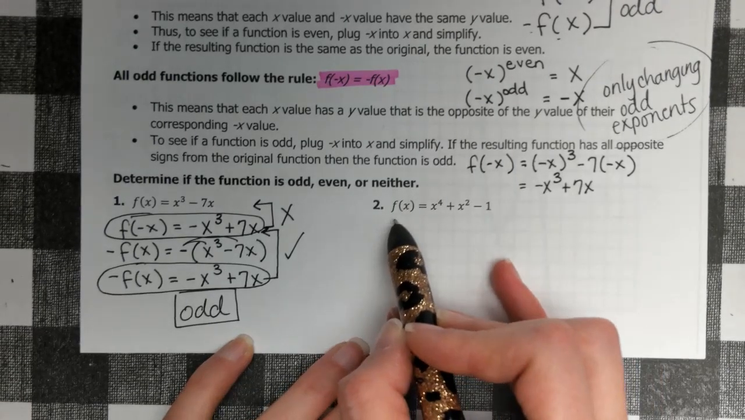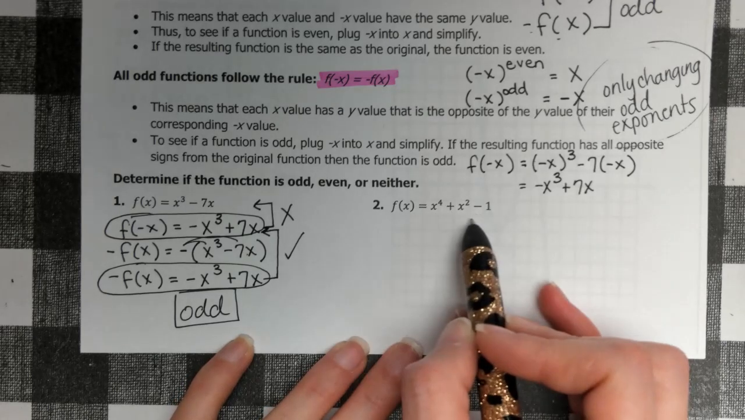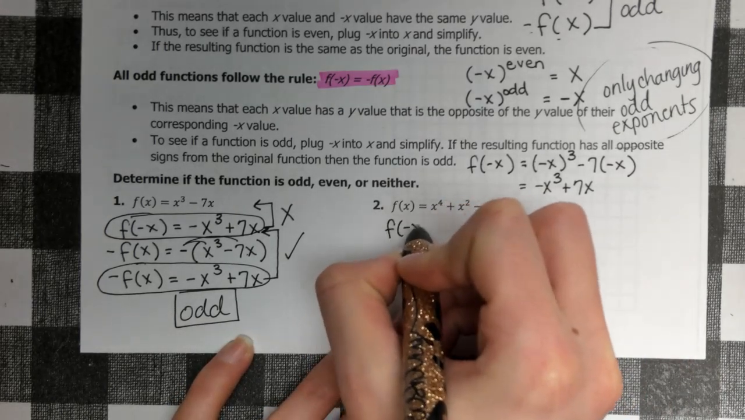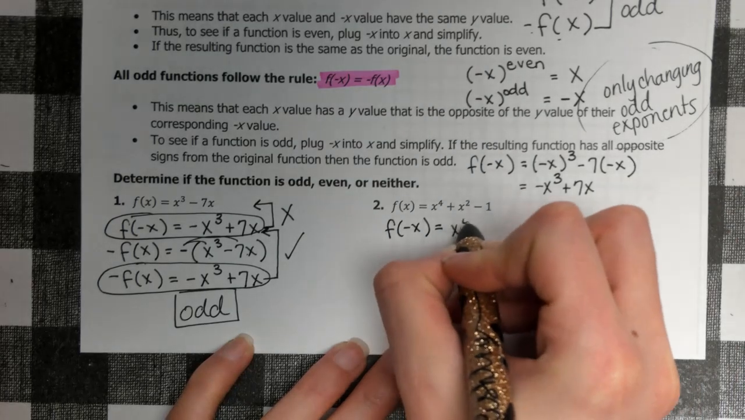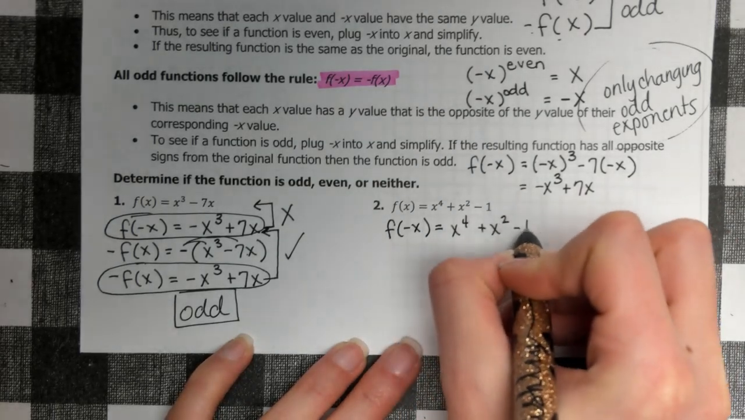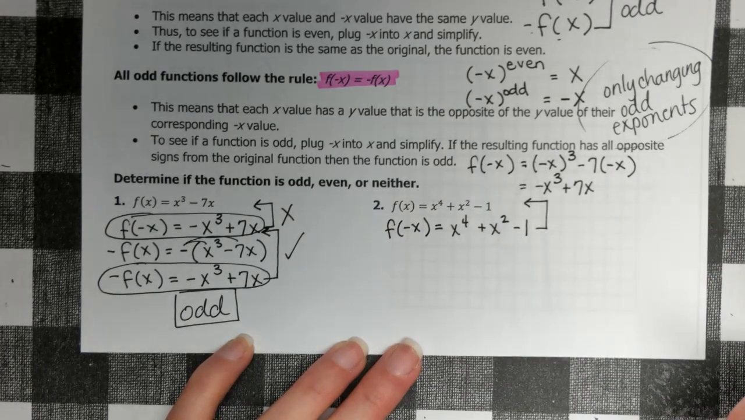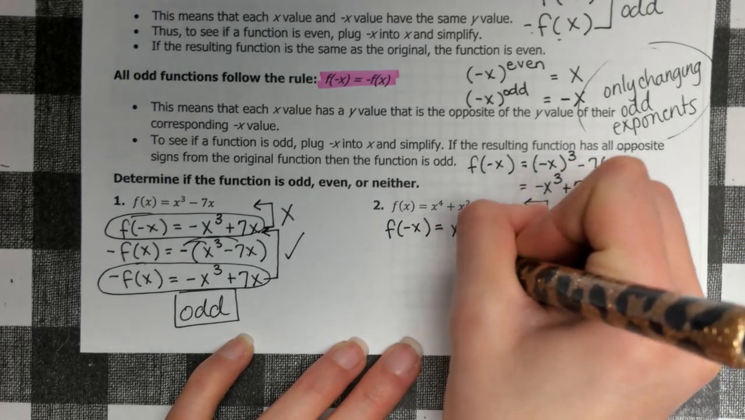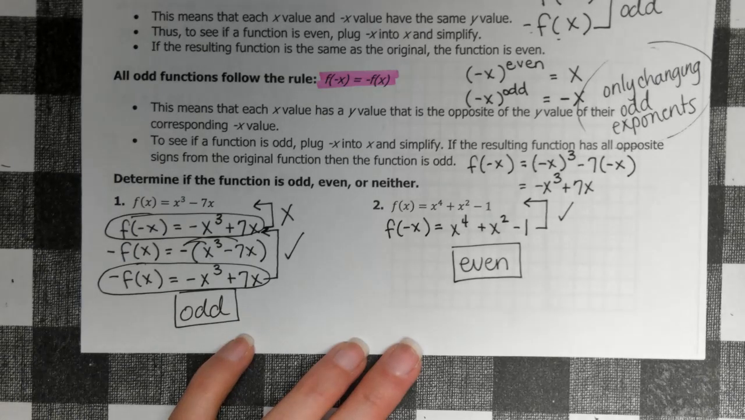So then for my next one, I've got f of x equals x to the fourth plus x squared minus 1. That's my original. So I'm going to find f of negative x. I'm taking all my x's and replacing them with negative x. Would any of that change? No, because they're all even. So x to the fourth plus x squared minus 1. Is that the same as my original? Yes, so it's an even function. If I were to graph them, they would be symmetric across the y-axis.